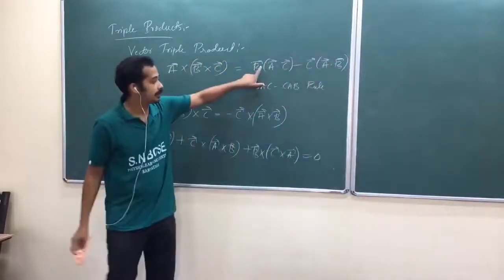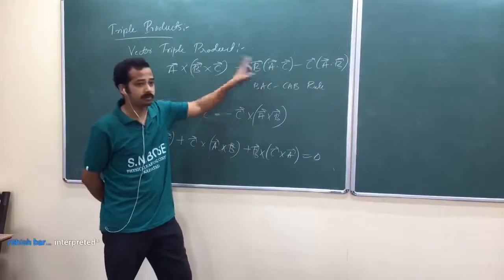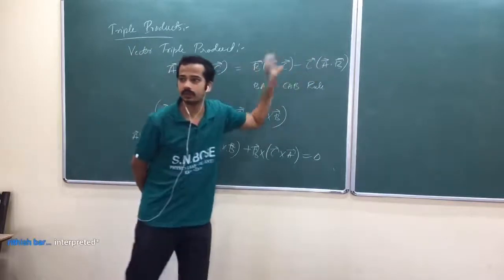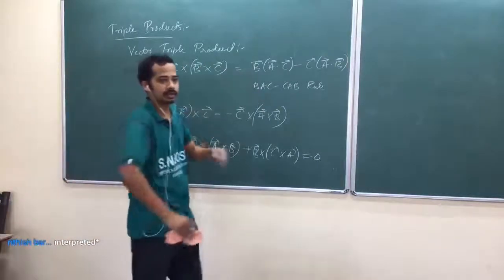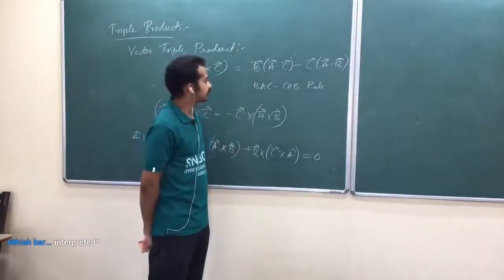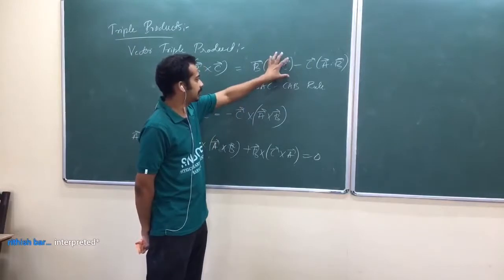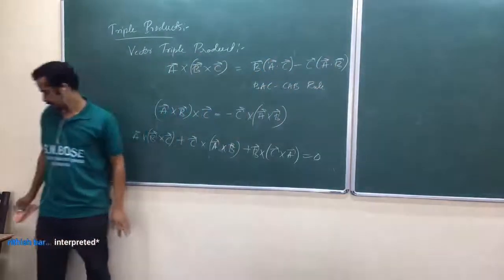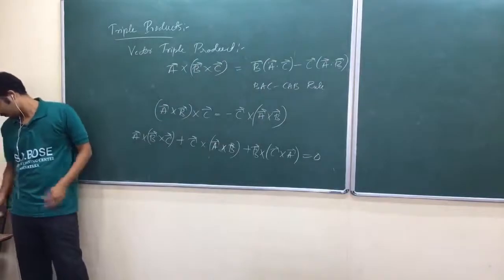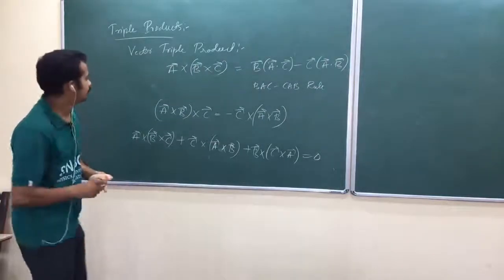There is no other operation here, not any dot product, because the resultant should be a vector. Is that okay? So if you have a dot product, the resultant cannot be a vector, okay? Not any dot product. Scalar multiplied with a vector, scalar multiplied with a vector. Okay?